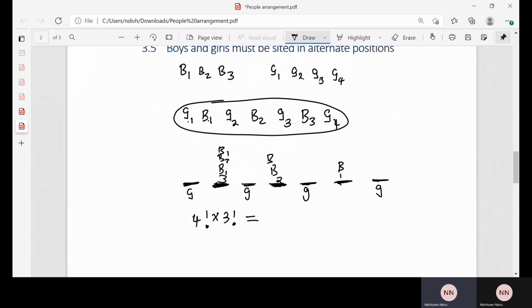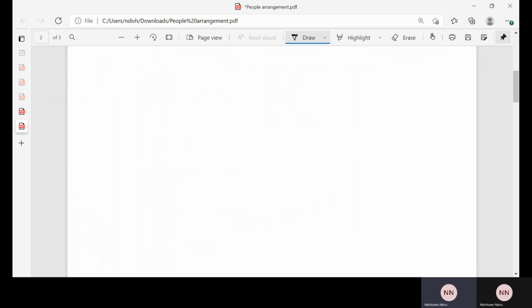So it will be 4 factorial multiplied by 3 factorial, which will give you 144 ways in which you can arrange those people.